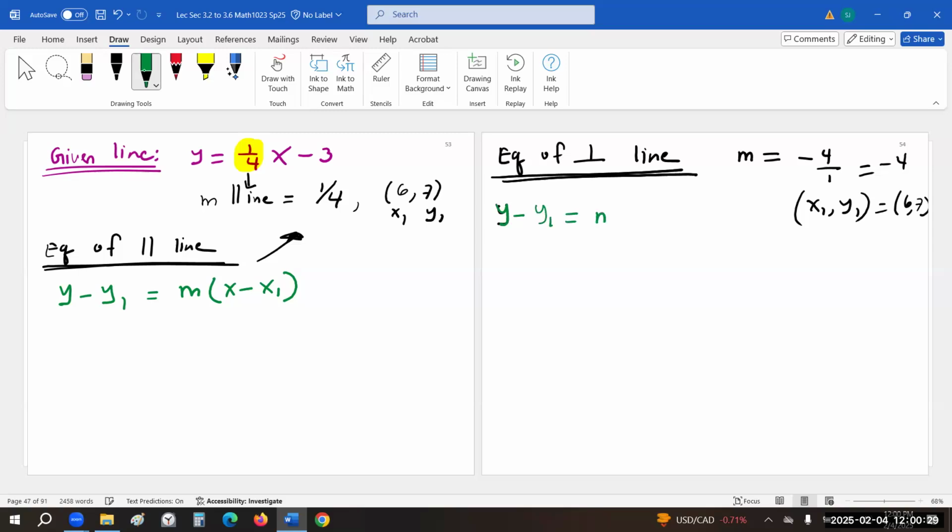Y minus y1, slope, x minus x1. So go ahead, do it twice. Once our slope is 1/4, a fraction. Another time our slope is -4, a whole number. And I'm not doing this now because I already did 2 examples with you. How do you find the equation of the line when you have a slope and a point?